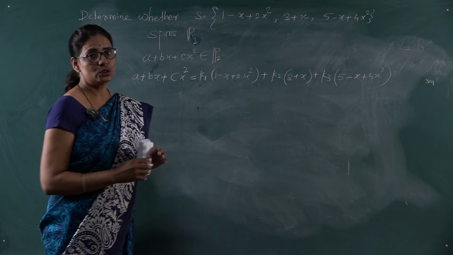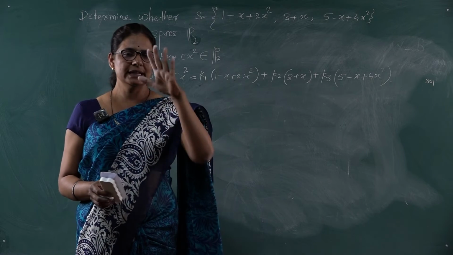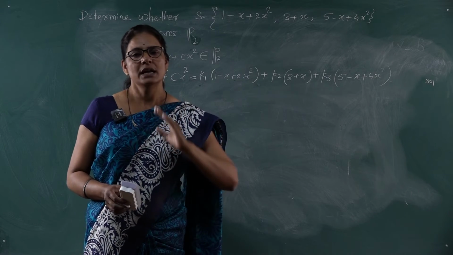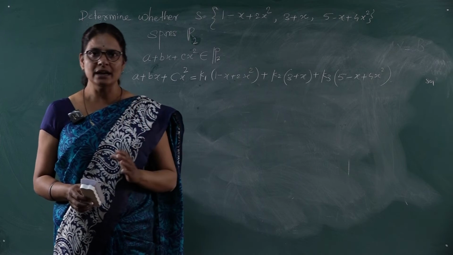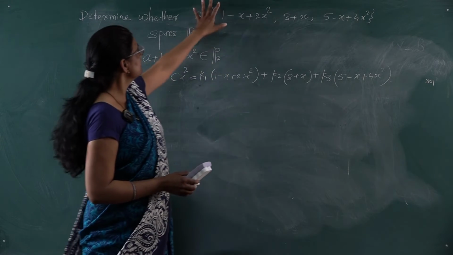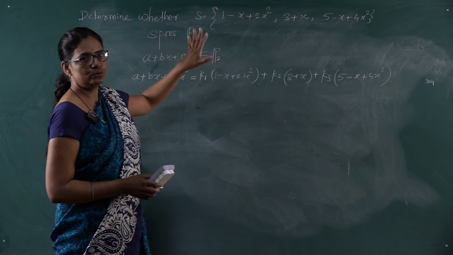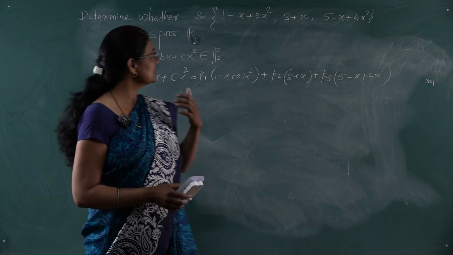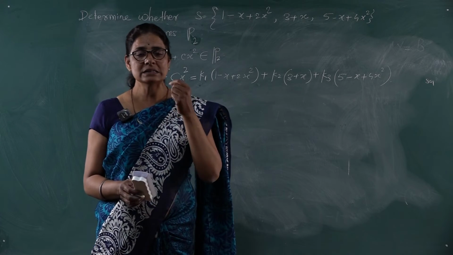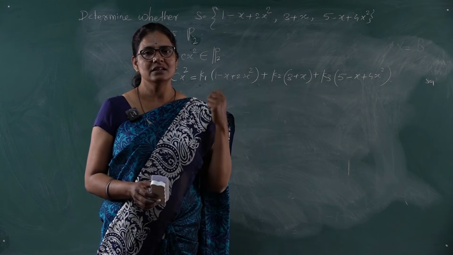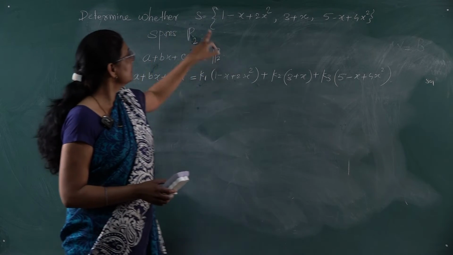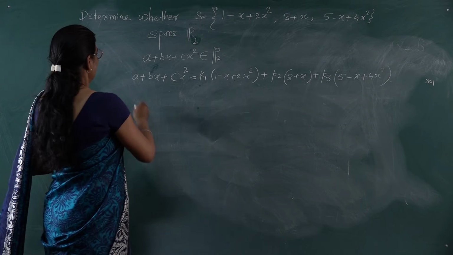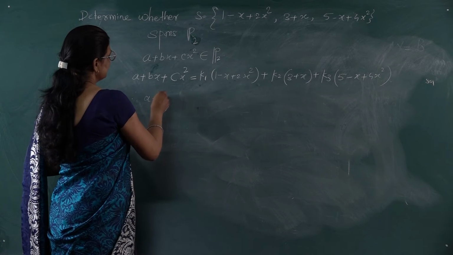So as usual, solve this equation. We will get one system and check whether the system has a solution or not. If the system has a solution every time, then the given set spans P2, and if the system has no solution in at least one case, then we say that the given set does not span P2. So keep the left hand side as it is.